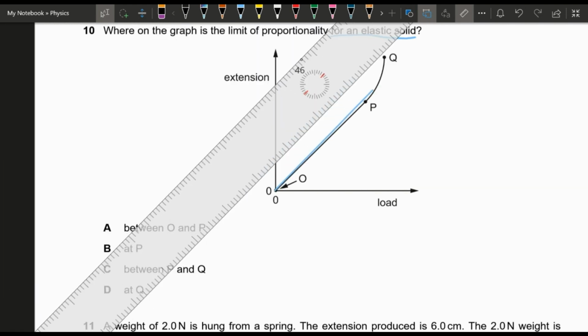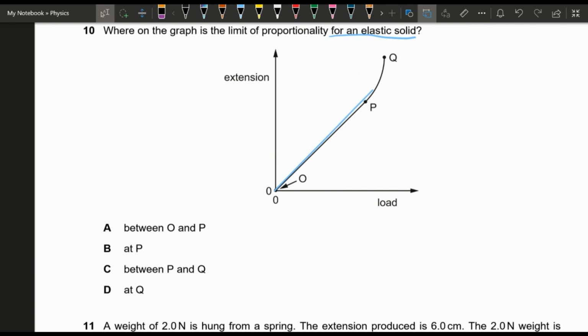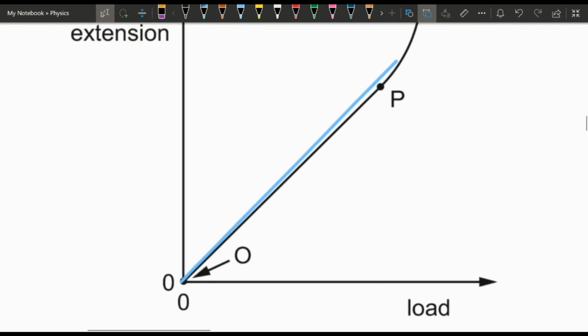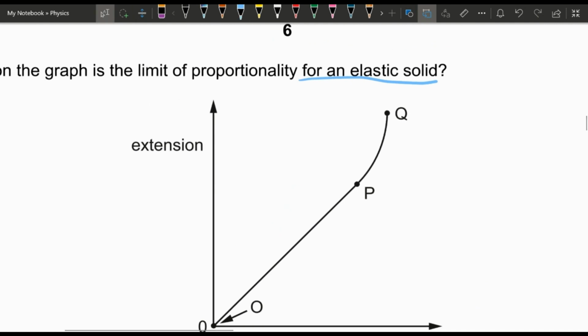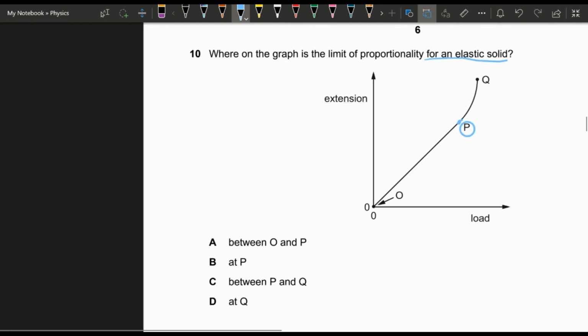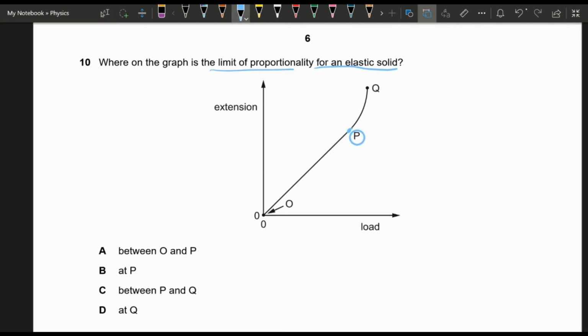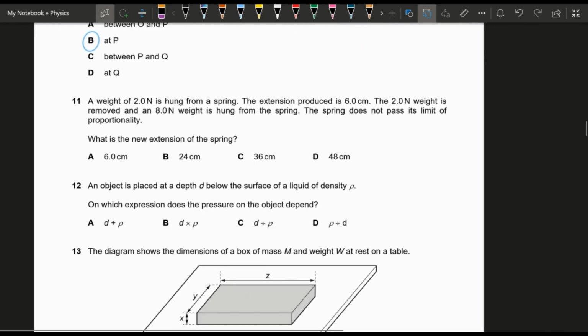So obviously I'm on my laptop, so I can't really show you correctly, but as you can see, this line is going straight over here, over here, over here, and it starts to bend over here somewhere, right? So whenever you put your scale and see where the line starts to bend, then that is your answer. So over here it starts to bend, which means that the limit of proportionality is reached over here. So where on the graph is the limit of proportionality? So at P, right?